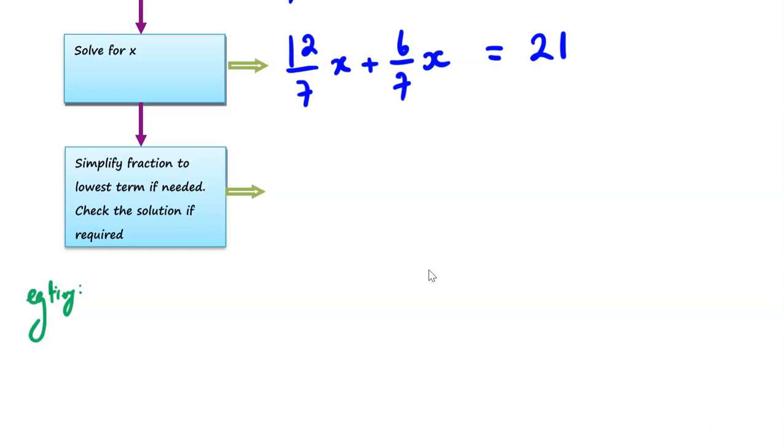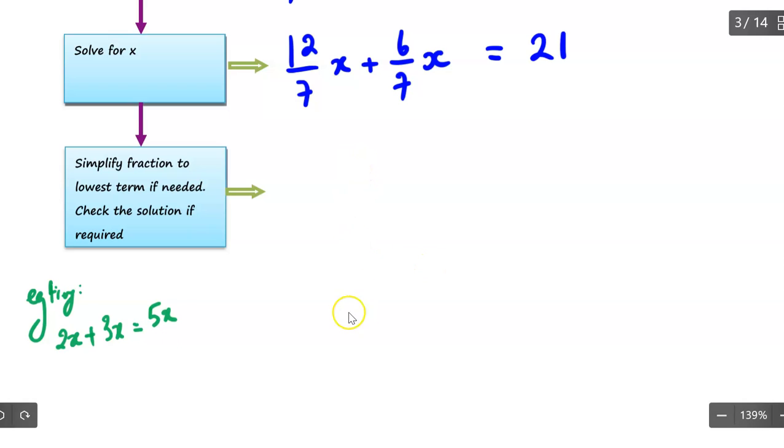Let me ask you this question. You have 2x plus 3x. What do you get? You immediately tell me 5x, right? It's more like automatic because we know. What you do is you take 2 plus 3, right? So 2x plus 3x is equal to 5x.